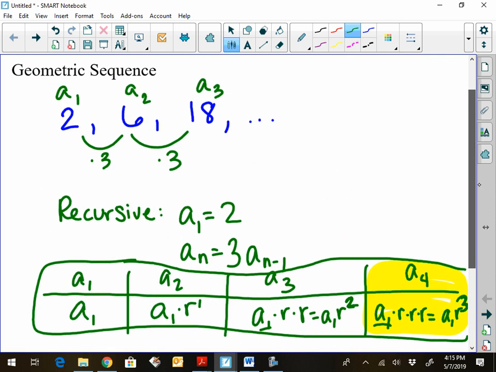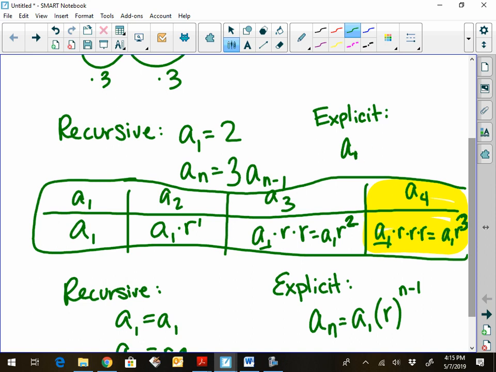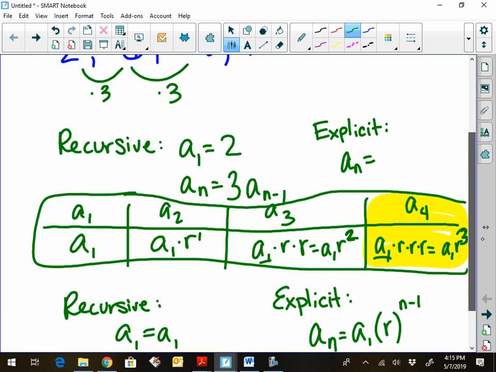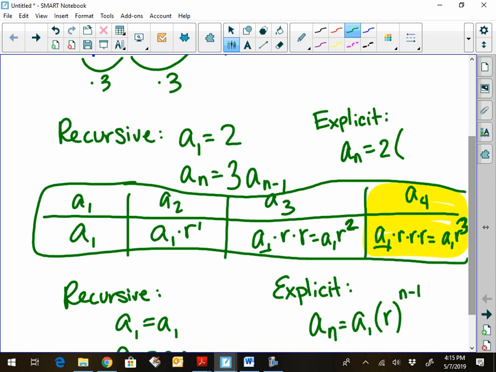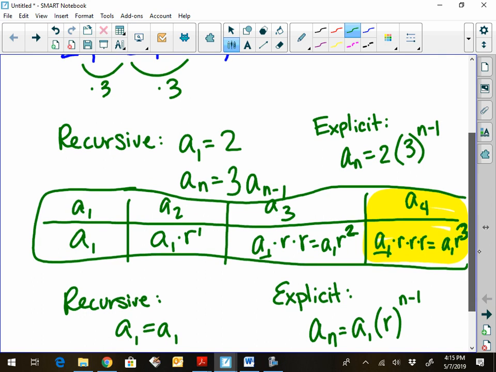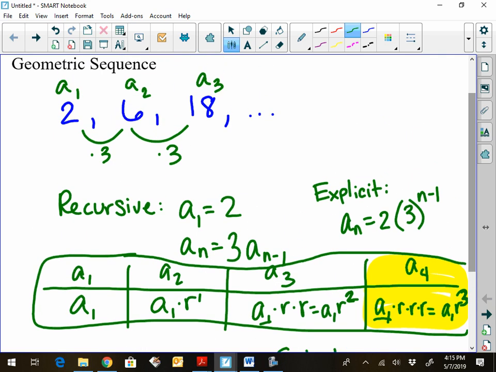So what would it look like for our first example? Our explicit here, we would have a sub n equals a sub 1, which is 2, times our ratio, which is 3, to the n minus 1. So notice here, let's just do an example. We could just do it out loud. If we're plugging in 3, 3 minus 1 would be 2. So 3 squared would be 9. 9 times 2 would be 18, which is what we got right here. So our explicit and our recursive for that first sequence would be as follows.